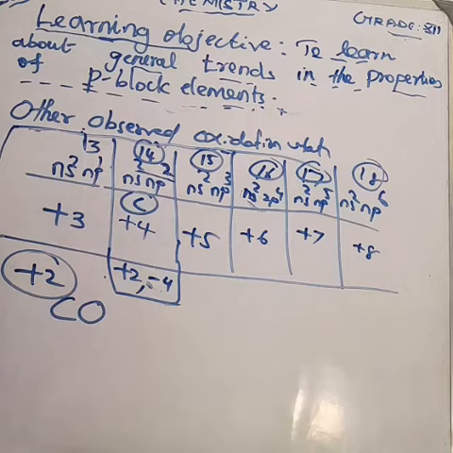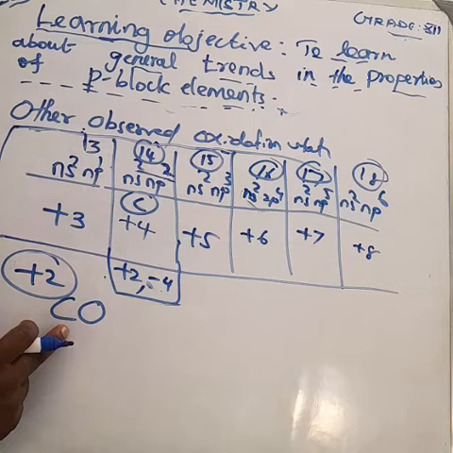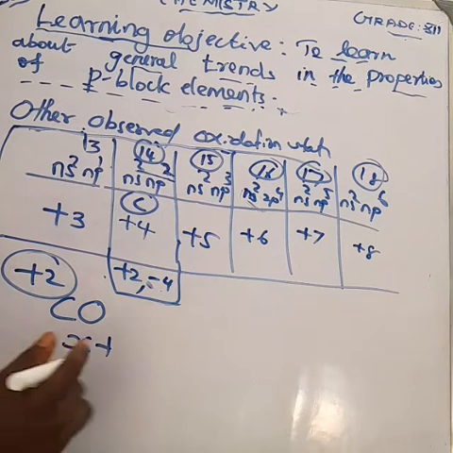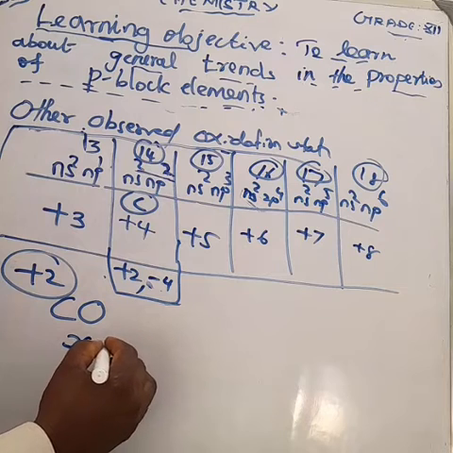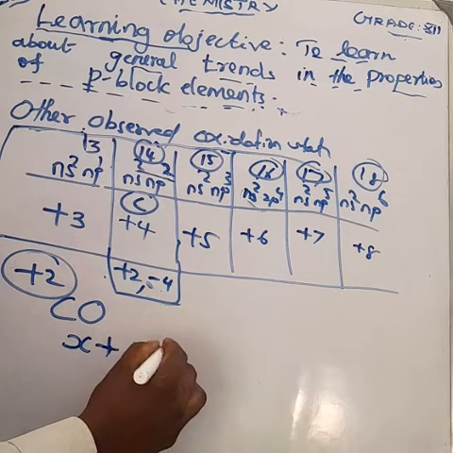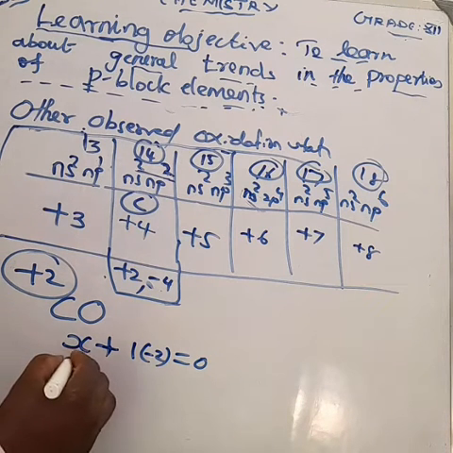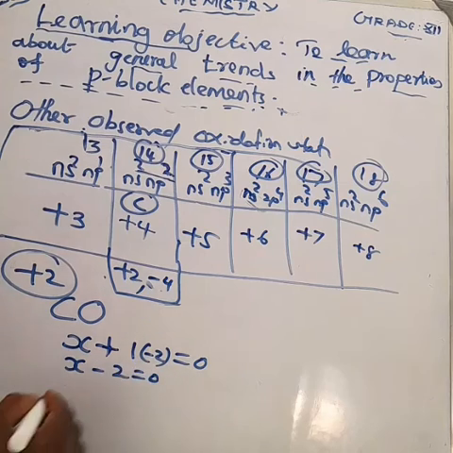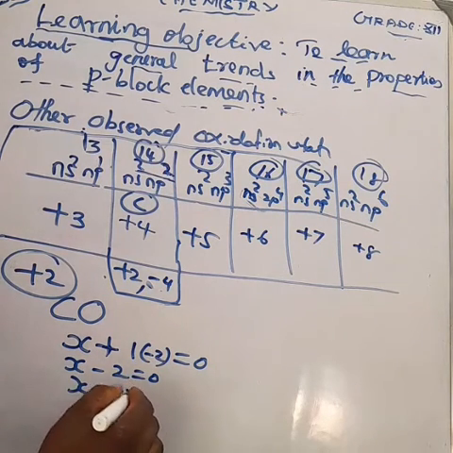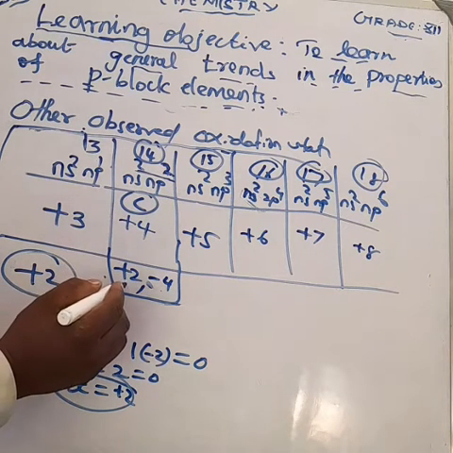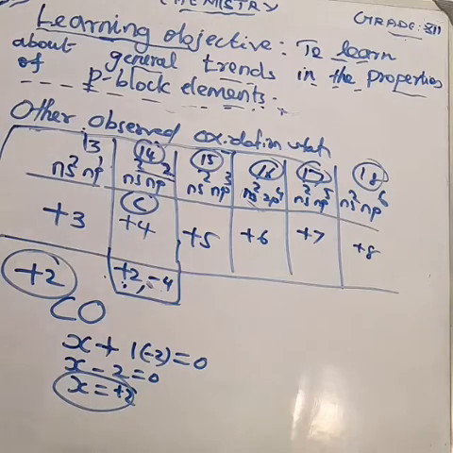So what is the oxidation state of carbon in carbon monoxide? How to find out the carbon? I am taking carbon as X, plus oxygen, which I told is -2. So 1 into -2 equal to 0, so X - 2 = 0, X is equal to +2. So the other observed oxidation state in the 14th group is +2. Can you understand, my dear children?